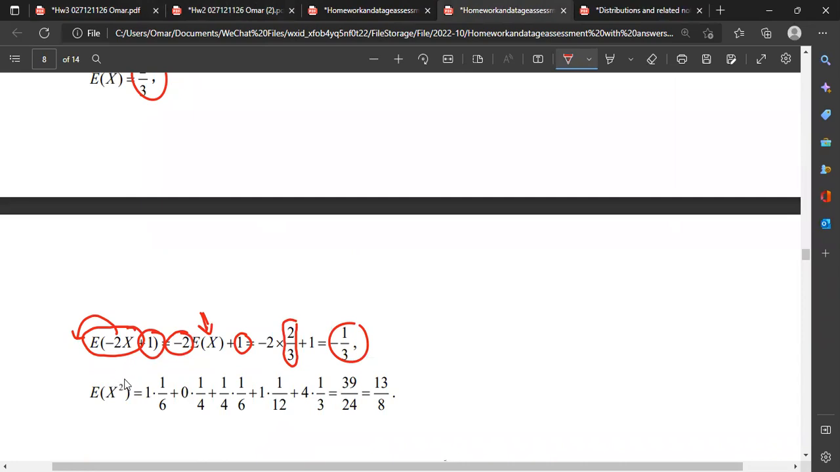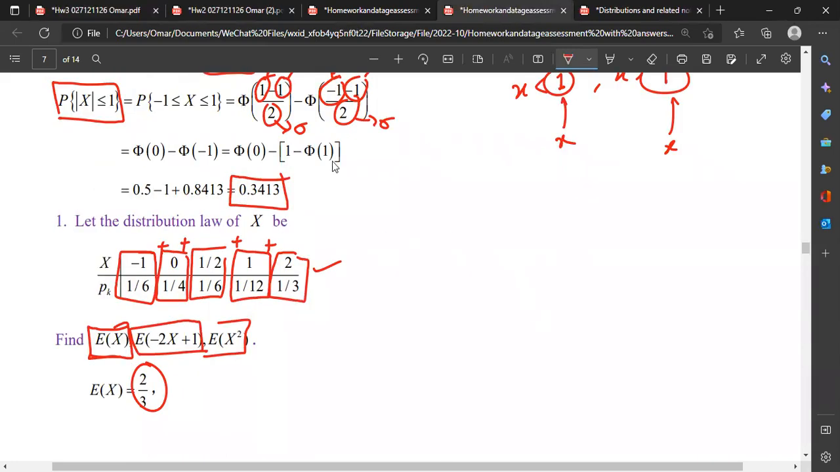So look here, this is x squared. That means firstly we have to go back to x and then we have to square them. So let's say the value of x is here on the first row. So we have to firstly square them. So minus 1 squared will be 1, 0 squared will be 0, 1 by 2 squared will be 1 by 4, 1 squared will be 1, and 2 squared will be 4. So this is x squared, okay?